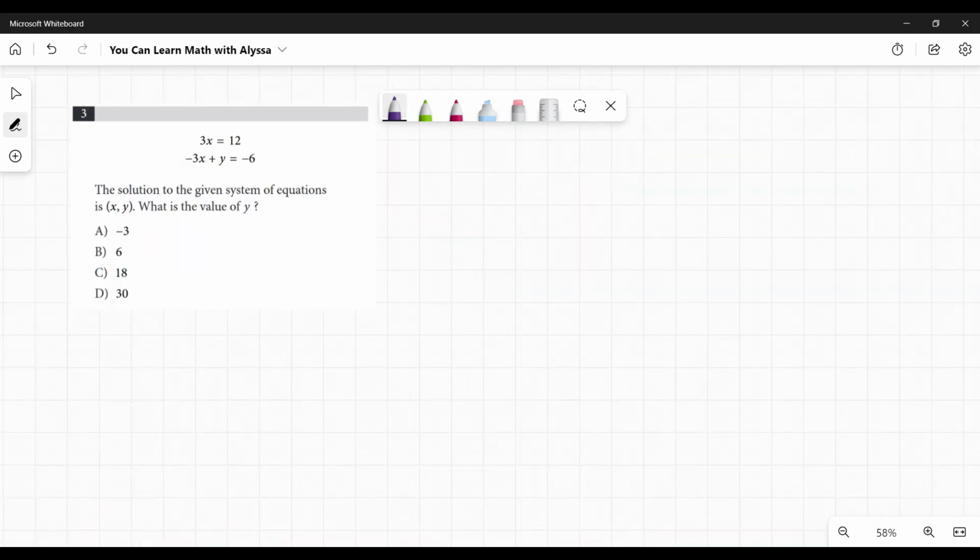Number 3, 3x equals 12, negative 3x plus y equals negative 6. The solution to the given system of equations is x, y. What is the value of y? So that is an elaborate, slightly awkward way of saying, find the solution to this system of equations. Now, when you have a system of equations, the 2 ways that are most common to solve them would be elimination or substitution.